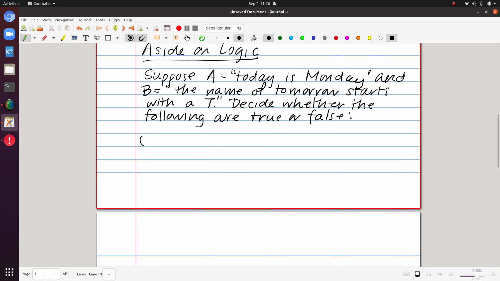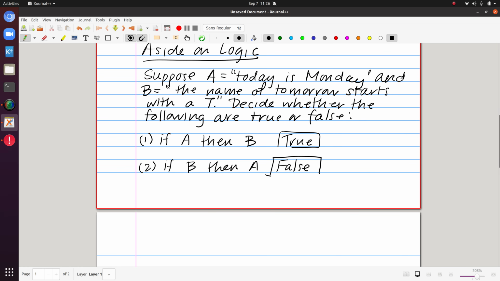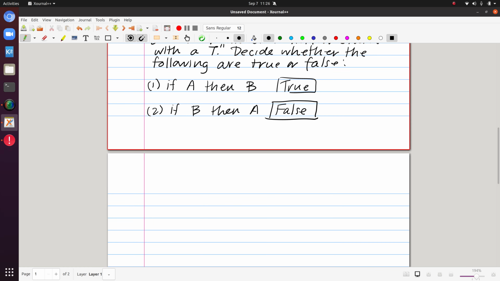So to begin with, the statement, if A, then B. So think about here that says, if today is Monday, then the name of tomorrow starts with a T. And that's true. If today is Monday, tomorrow is Tuesday. So we can verify that that's a true statement. The second one here is if B, then A. So that says, if the name of tomorrow starts with a T, then today is Monday. Well, that's false. So we say it's false if it's not definitely true. So, of course, it's possible that today is Monday, but today could be Wednesday. So we can't guarantee that that's going to be a true statement.